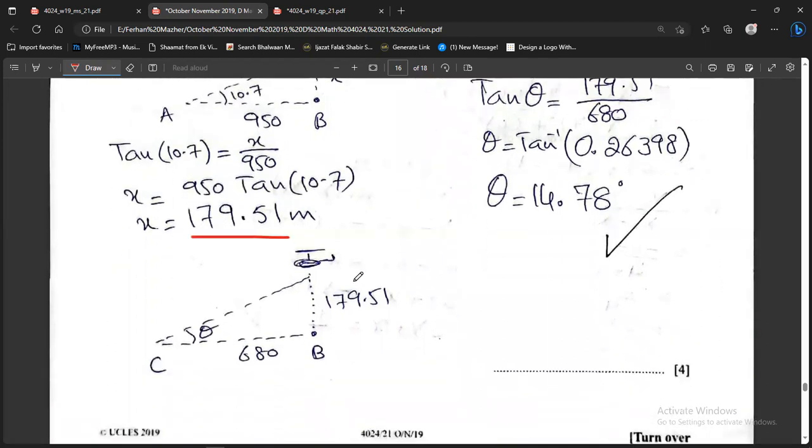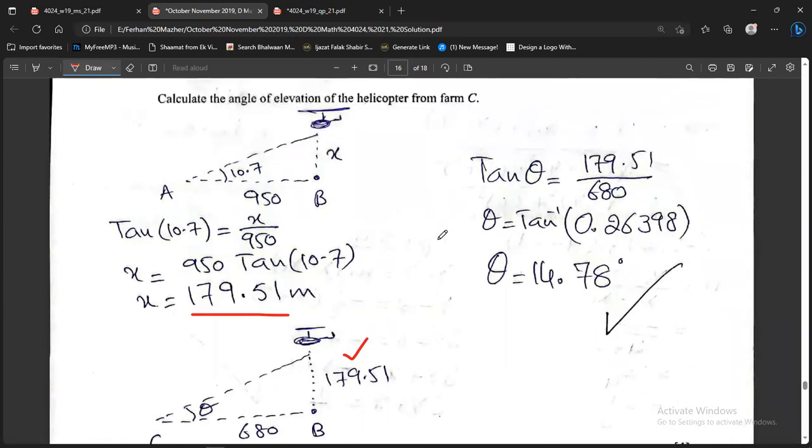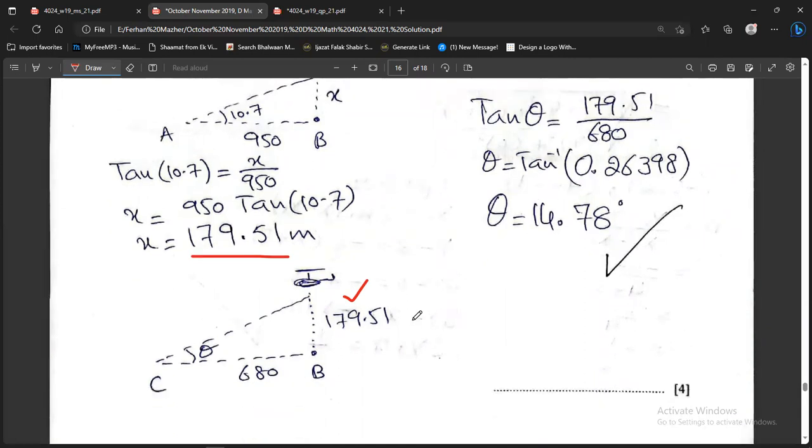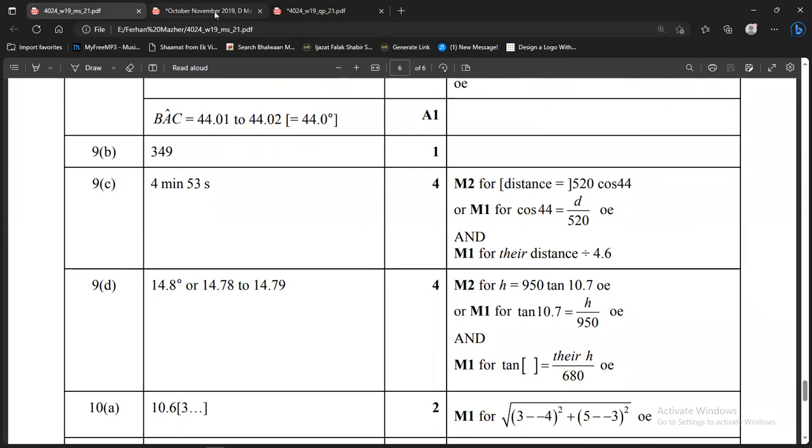Now I know the height of the helicopter, that is here. The distance between the C and the B is 680. So I want to find out this angle. So the tan theta will be equal to perpendicular by base. So it's 179.51 divided by 680. So theta will be tan inverse of 0.26398, and that is 14.78. So this angle is 14.78. That's the angle of elevation. Let's check. So our answers are right.